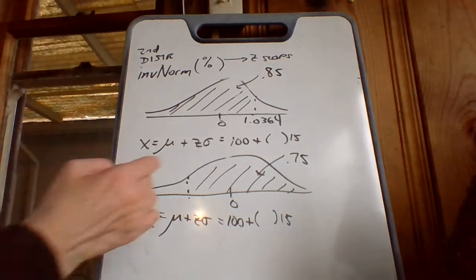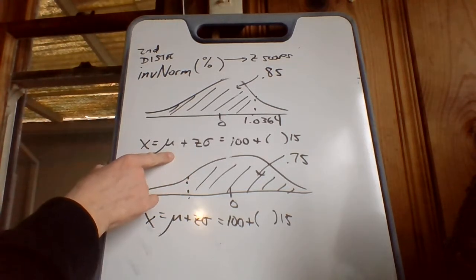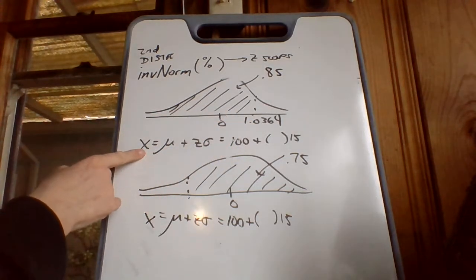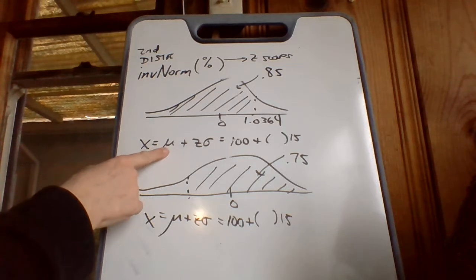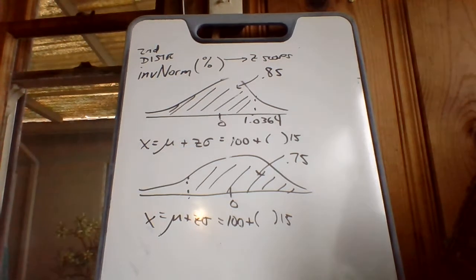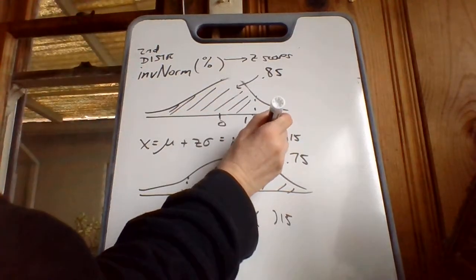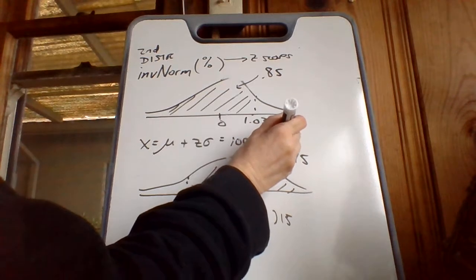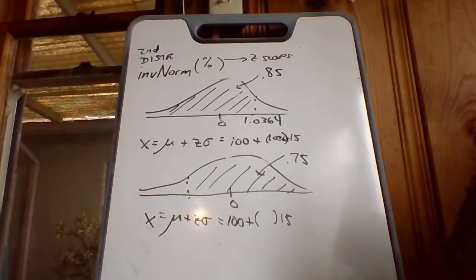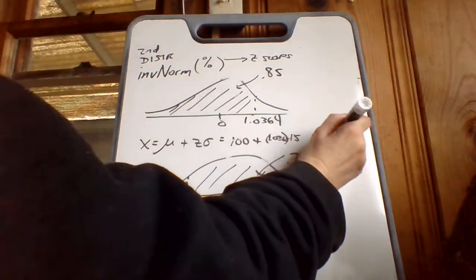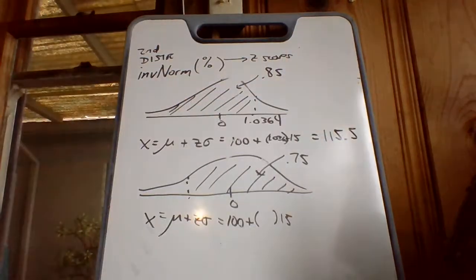So this calculation right here switches a z-score into what their actual IQ score is: the mean plus z times the standard deviation. In this case, the mean is 100 and the standard deviation is 15. So I put my 1.0365 in here, and then I calculate all that out, and it comes out as 115.5. All right, that went well.